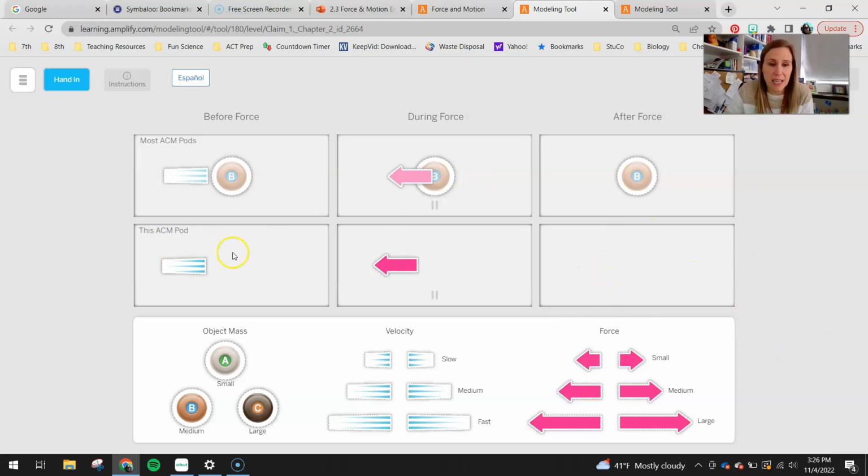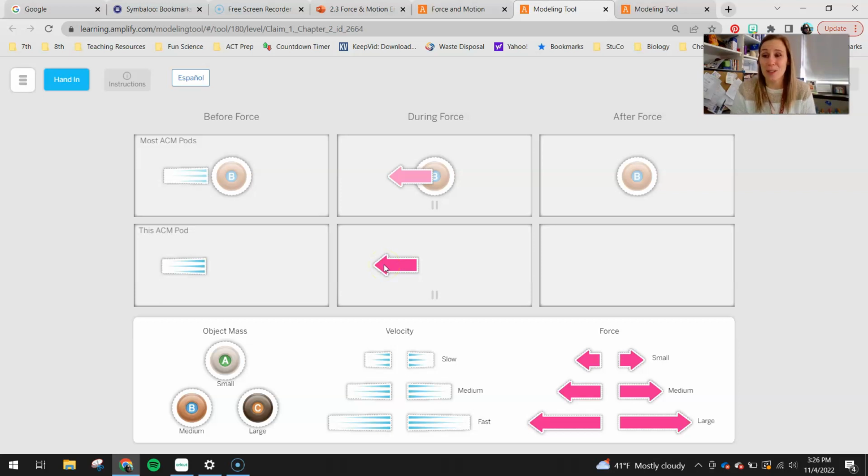You had a different mass of pod that you should have put in these three boxes, that wasn't your normal mass of pod, which was B, the medium mass. So if that other pod moved in at a medium speed and you had medium thrusters fire on it in the opposite direction, what change of motion would you see?